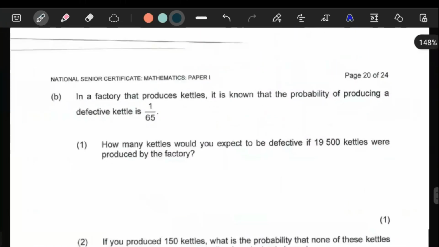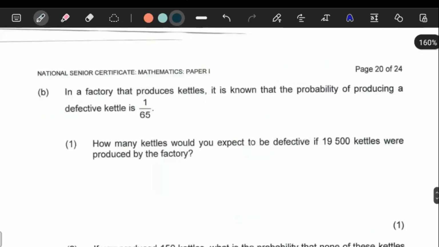B says, in a factory that produces kettles, it is known that the probability of producing a defective kettle is 1 over 65. So 1 in every 65 kettles is going to be defective, meaning it's not going to be working, or it's not going to be good enough to sell. Then they ask, how many kettles would you expect to be defective out of 19,500 kettles if 19,500 kettles were produced by the factory?